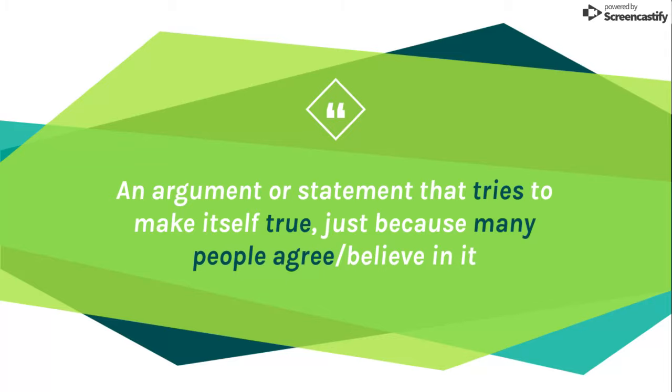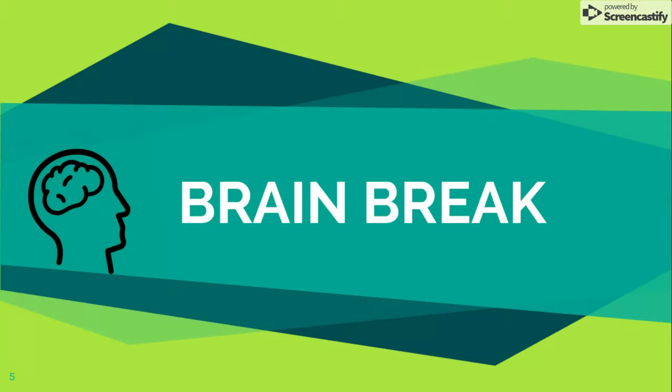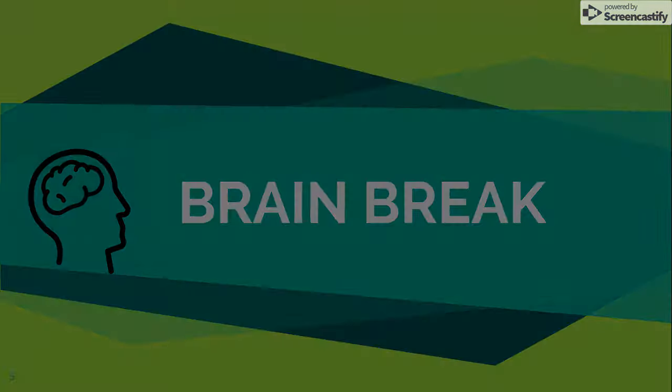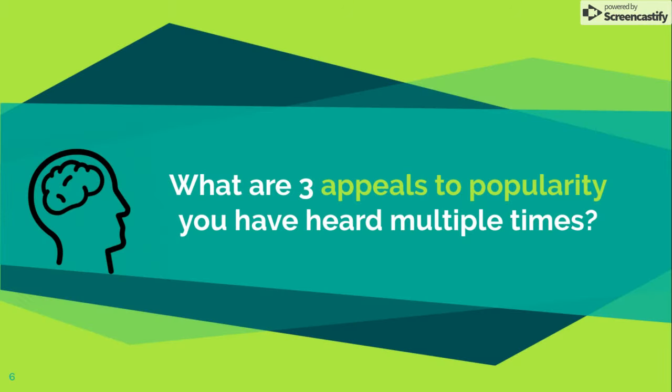So before we really delve deep into this, I want to start with a little bit of a brain break. So after I show you the question, I just want you to take maybe 10, 15 seconds, and think about it. And you can pause it, and then you can come back to it. And I'll discuss some of the examples after. So the first question is, what are 3 appeals to popularity that you have heard multiple times? So these can be anything that you've heard on a daily basis. Maybe you heard them once in a while, or maybe you've read it. So I'll give you a chance to pause now, and I'll start again in about 5 seconds.